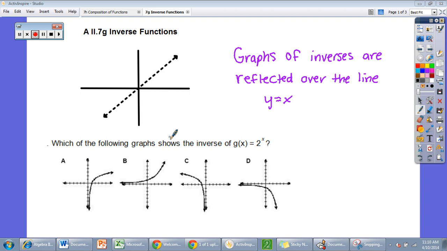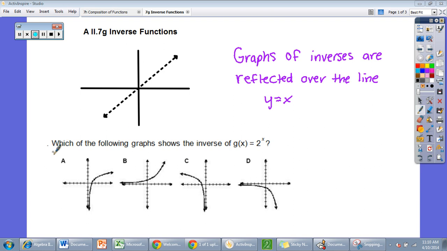This video is to review inverse functions. The first thing I'm going to talk about is graphically how we represent inverse functions. It's important to note that graphs of inverses are reflected over the line y equals x. So I've given you the line y equals x. We should know that it's this line that comes diagonally up through the origin.